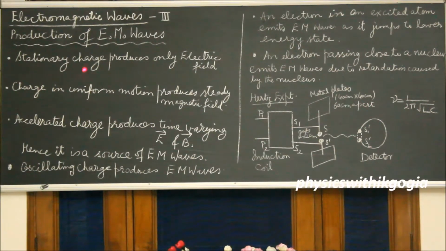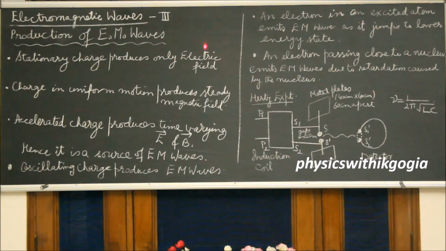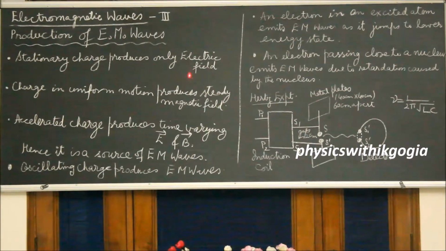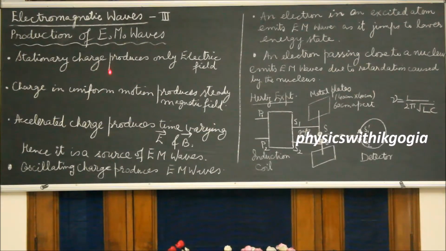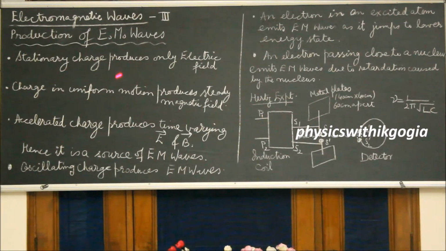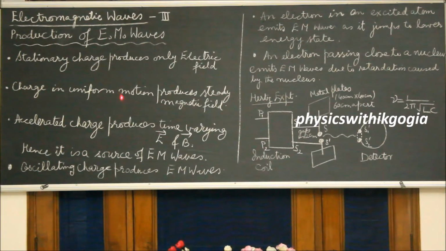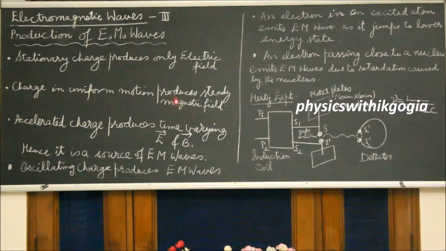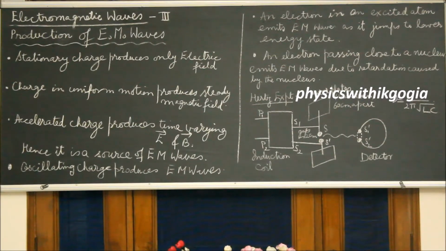If we take a stationary charge, it is a source of electric field alone, and that also a static electric field which does not vary with time, and no magnetic field is associated with a stationary charge. A stationary charge cannot be a source of EM waves. If a charge is in uniform motion, it gives rise to a steady magnetic field. Once again, a charge in uniform motion cannot produce EM waves.